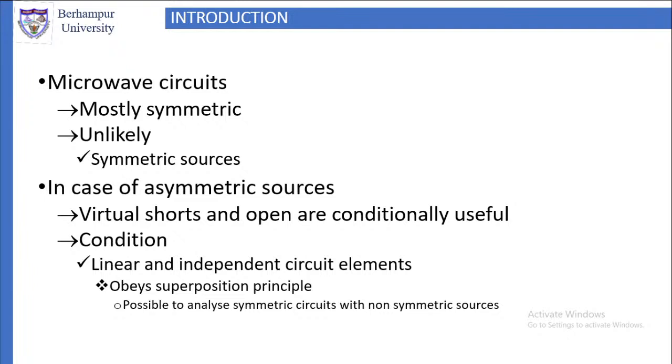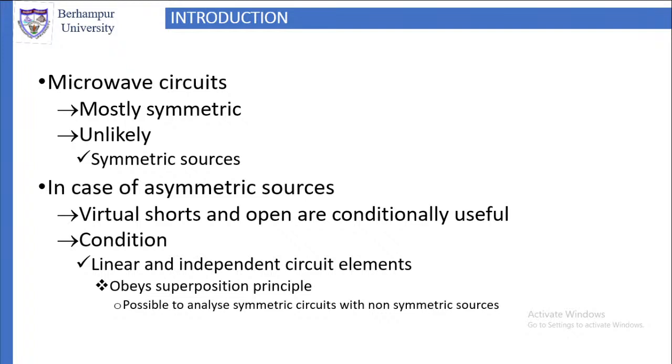If we have asymmetric sources, then what we can do is assume that in the circuit there are virtual short circuits or virtual open circuits. Conditionally, under certain conditions, virtual short circuits and virtual open circuits will be useful. For example, what is a virtual short circuit? A short circuit means there will be infinite current and zero voltage. So forget the current, but voltage is zero.